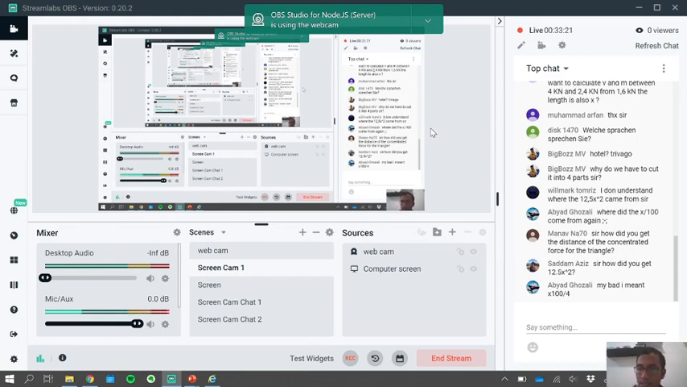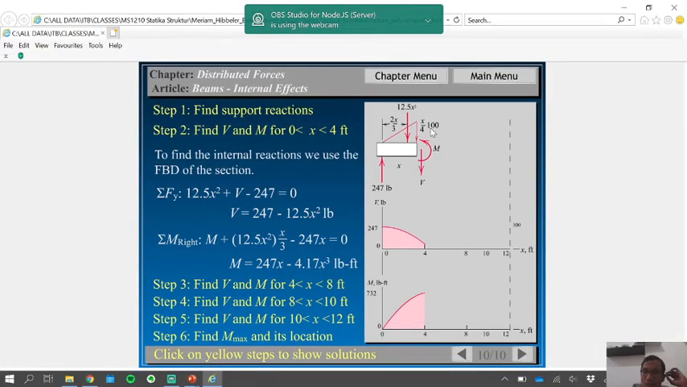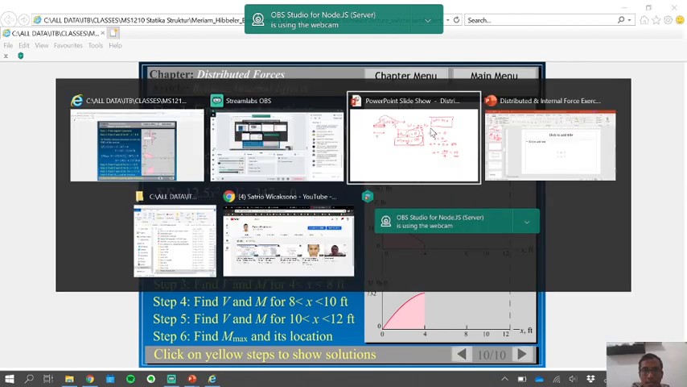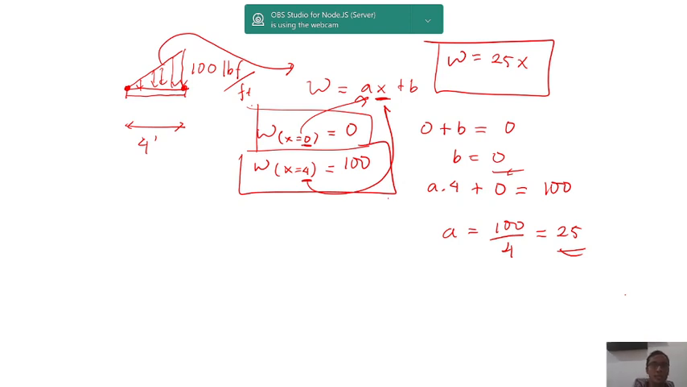Okay, so I answered Rafi's question already. Now, how did you get 12.5x squared? 12.5x squared comes from, let's check again here. Because this is the first cut, I cut it anywhere between x equal to 0 and x equal to 4. And the distance from the left edge to the cutting is x.